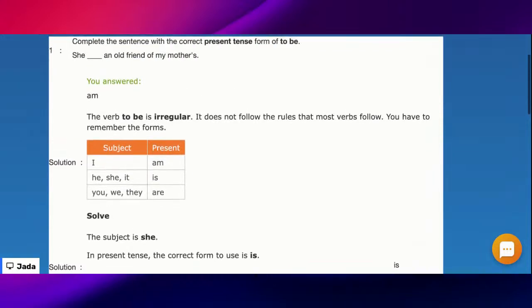So on the chat, if you know some irregular past tense, can you send it on the chat? Irregular past tense. Do you have any irregular past? Okay, if you know any, okay, bake, baking.